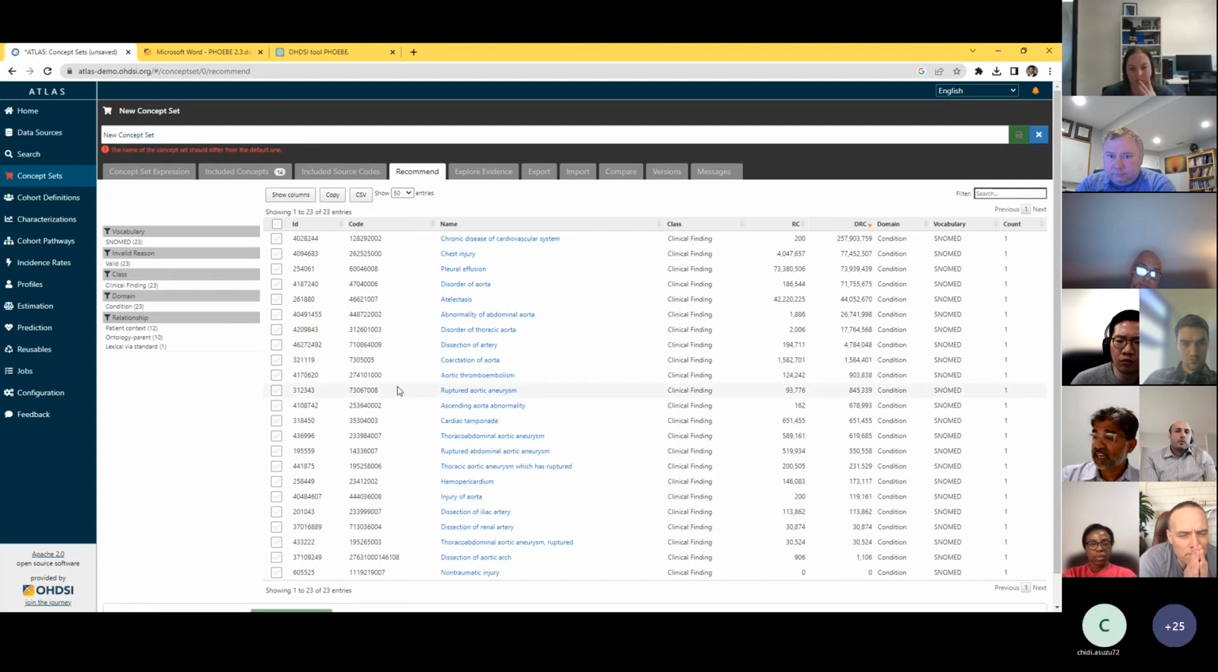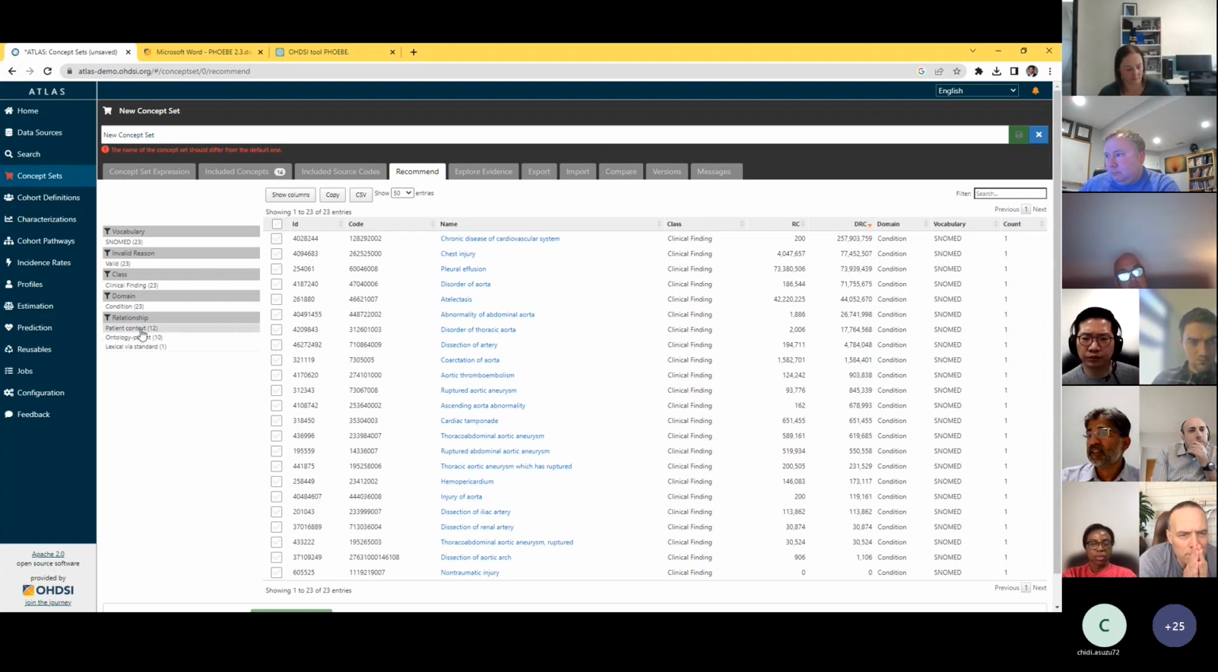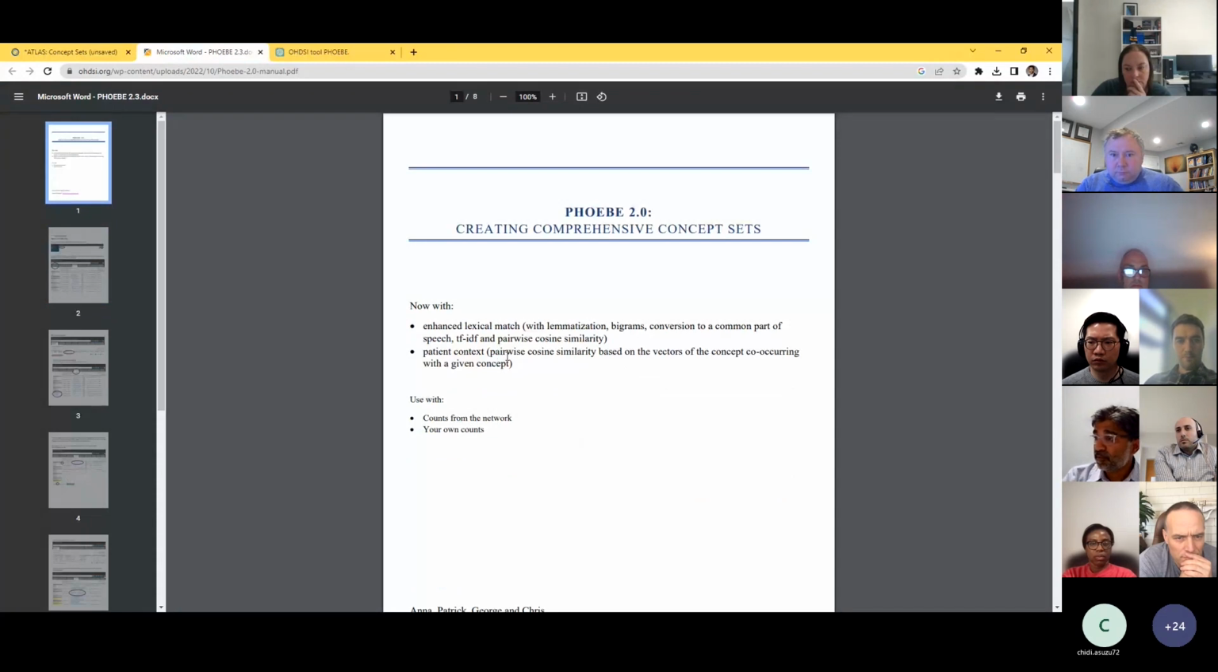Now, there is a tab here called recommended. The recommended tab has 23 recommended concepts that PB 2.0 has provided to us. It is basing it on three types of reasons. One is lexical, which is basically string similarity. Then there is ontology parent, which uses the vocabulary hierarchy to provide recommendations. And then there is this new one, which is really cool, which is patient context. Patient context is based on a calculation using cosine similarity. It's a pairwise cosine similarity based on vectors of concepts co-occurring with a given concept. So persons who have this given concept also have these concepts.